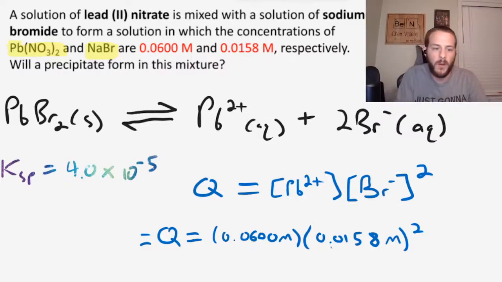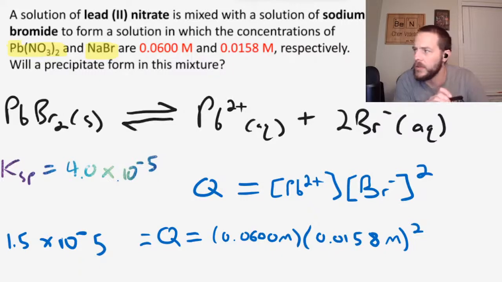That's a very, very small number, so let me see if I can convert this to scientific notation in my head while we're on the air live. So it looks like we have 1.5 times 10 to the negative 5. I think I did this correctly. Let me just double check real quick. Yeah, 1.5 times 10 to the negative 5. So that is Q, right?